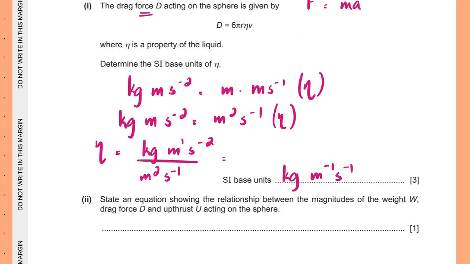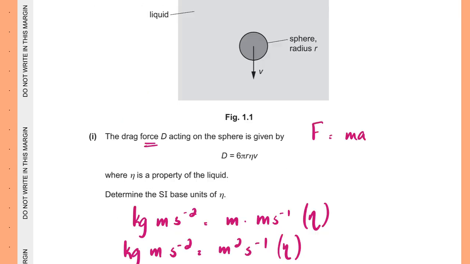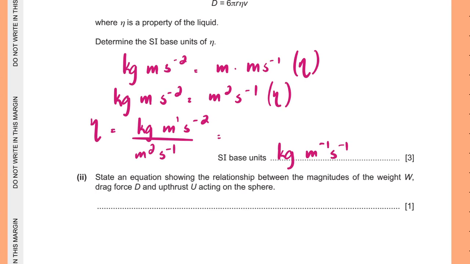State an equation showing the relationship between the magnitudes of the weight W, drag force D, and upthrust U acting on the sphere. As we said, it's falling at constant velocity. Weight always acts downwards irrespective of how an object is moving. Similarly, upthrust always acts upwards irrespective of how an object is moving, but the drag force acts opposite to however the object is moving. Because this was falling vertically, if it's moving down, then the resistive force, in this case drag, must be up. So it becomes W equals U plus D. That's what I write in the space for this answer.